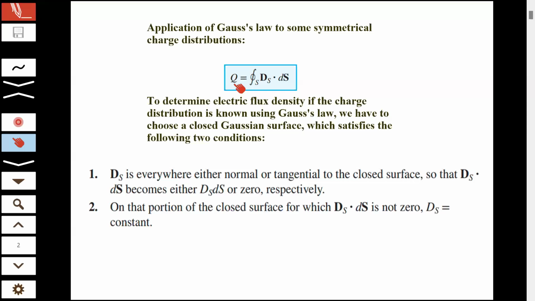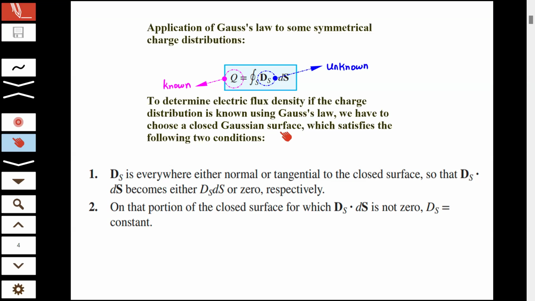We know Gauss law says the closed surface integration of flux density must be equal to the charge enclosed. If we want to find the unknown electric flux density, the charge distribution should be known. And by applying Gauss law, we can find the unknown flux density on the surface by equating the left-hand side and right-hand side. For that, we need to look at the closed surface for which the Gauss law is evaluated, which is also called as the closed Gaussian surface.